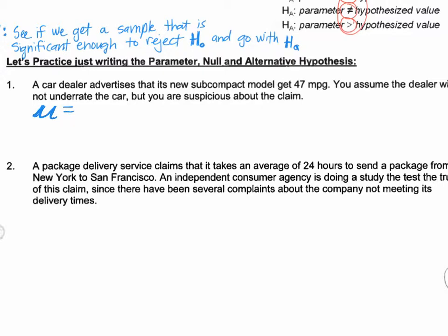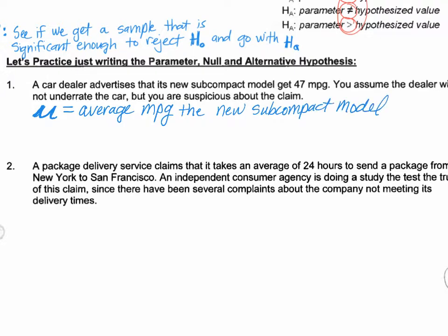And you put mu equals, the first word should be average, because this is about an average. The average miles per gallon the new subcompact model has. And this is all of those new subcompact models. So the average of all of those cars that are the new subcompact cars.